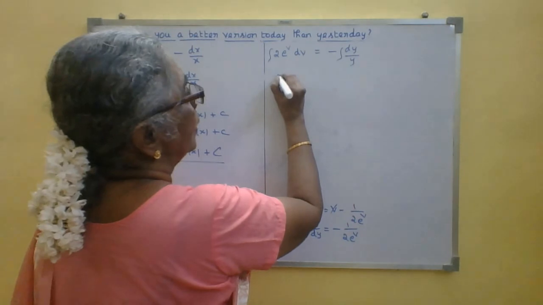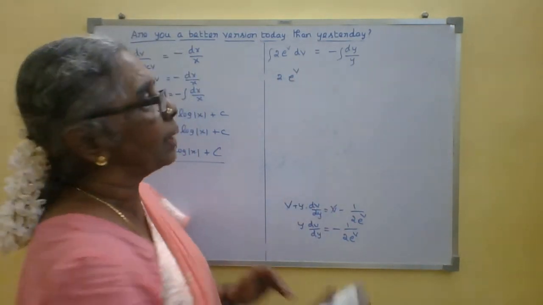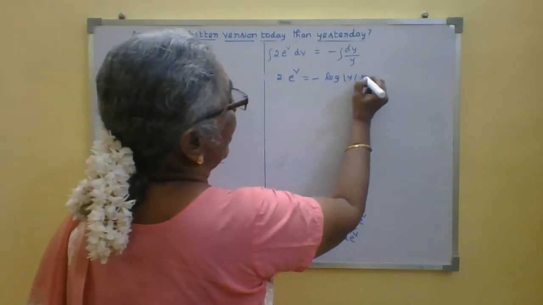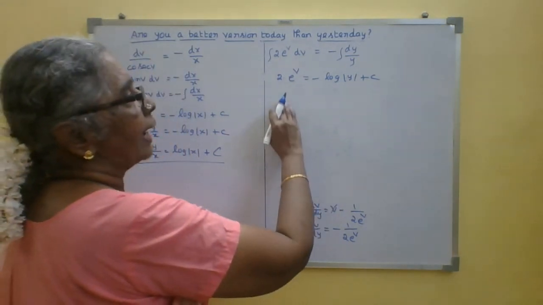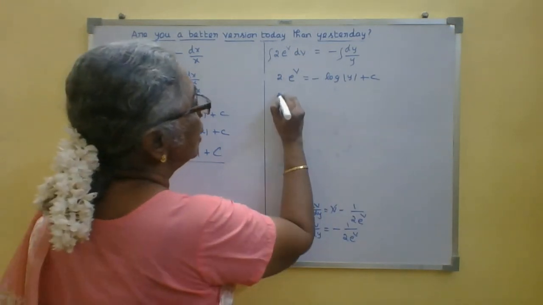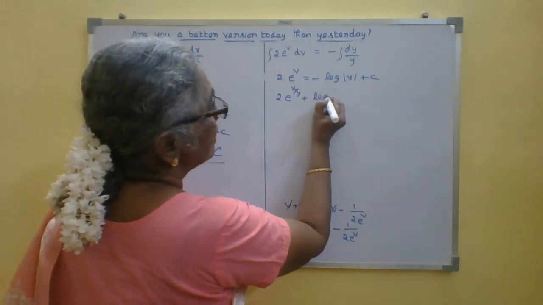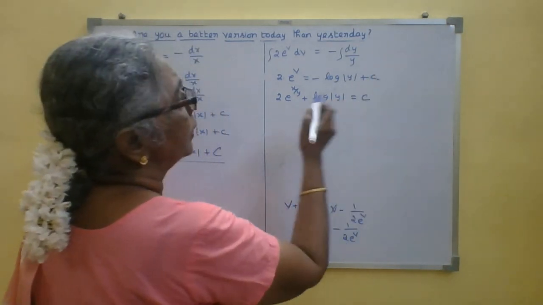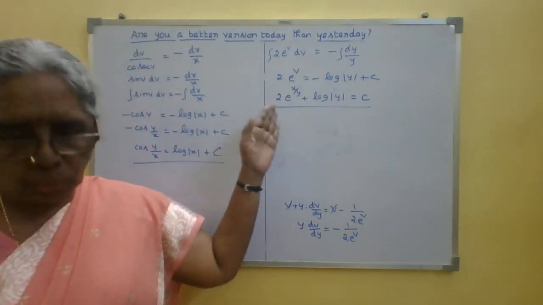So you will get here 2 is as it is. E power v, the integration is also e power v. Here you will get minus log mod y plus c. You can bring this minus log mod y this side, and for this v now we have to substitute x by y, remember. So 2 into e power x by y plus log mod y, that is equal to c. C you keep here. Now this is the required general solution.